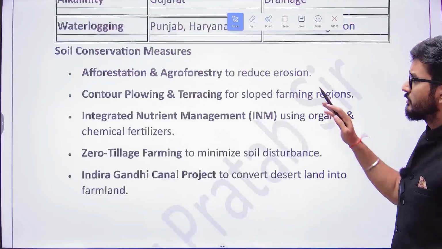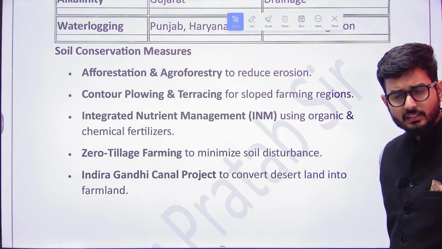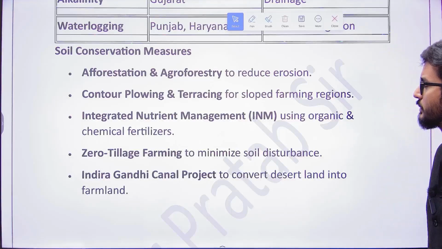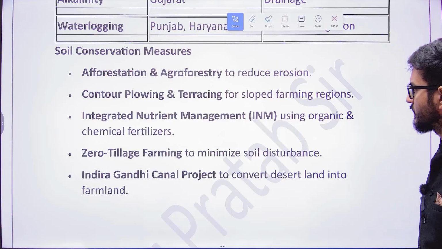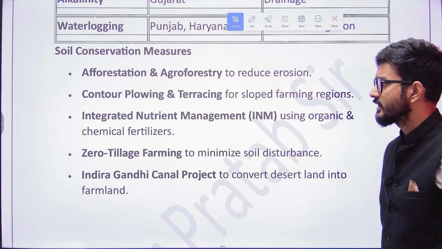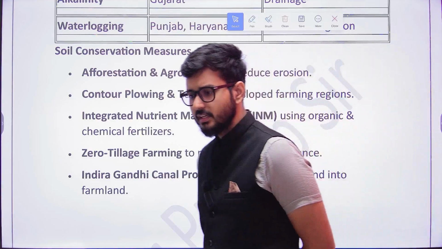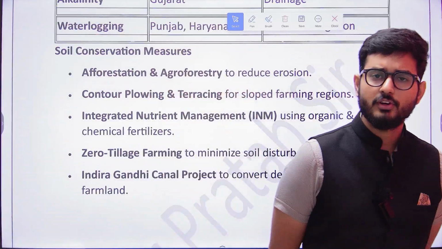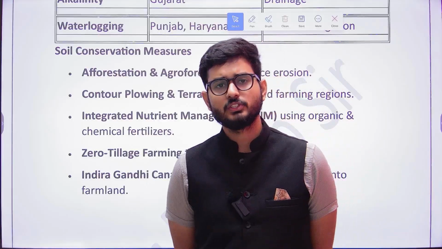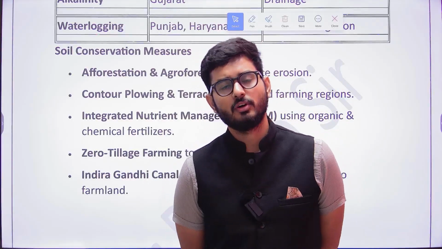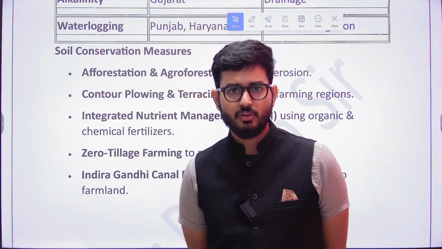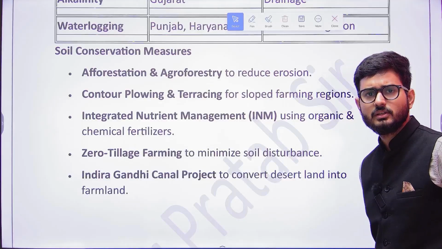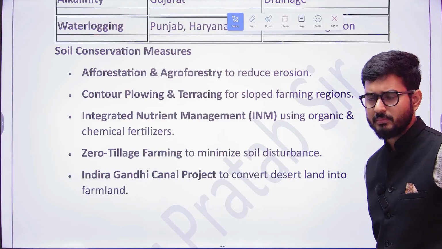Then which are the measures that we have taken that generally impact the agriculture positively as well? It is going to be afforestation and agroforestry, done to reduce the erosion. Afforestation means the increased replantation of the forest. Agroforestry means that along with the cultivation of crops, you are also adding the big trees on your farmlands. So that is agroforestry, integrating the forest practices with the cropping practices.